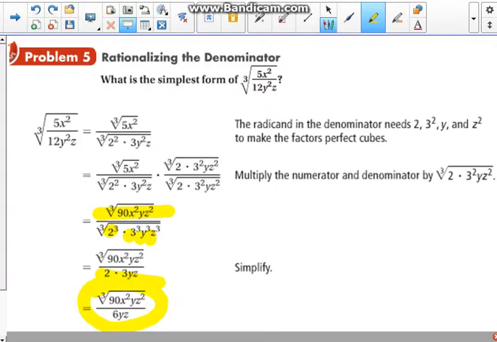That's as far as we can take it. We can't do any more math between the numerator and denominator because they're not like radicals anymore. The denominator is not even a radical, just the top. So you can't do any more math or simplifying there. It's in its simplest form.